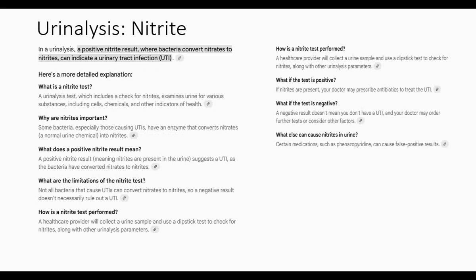Nitrite. A positive nitrite result means bacteria have converted nitrates to nitrites. Urinalysis checks for nitrites and examines urine for various substances, including cells, chemicals, and other indicators of health. What are the limitations? Not all bacteria that cause UTIs can convert nitrates to nitrites, so a negative result doesn't necessarily rule out a UTI. What if the test is positive? If nitrites are present, your doctor may prescribe antibiotics to treat the UTI.